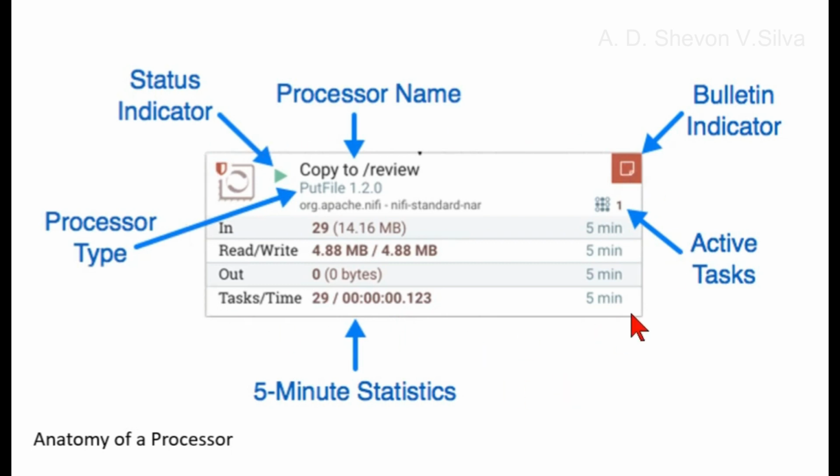And here you can see a processor. Here you can see a status symbol, processor name, processor type, 5-minute statistics, bulletin indicator, and active tasks.